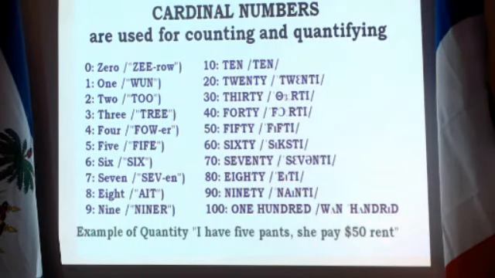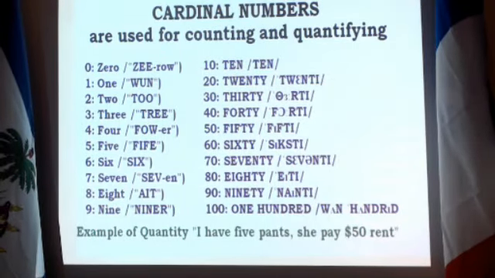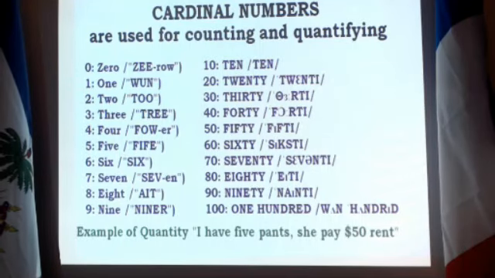Example of quantity. I had 5 pence. She paid $50 rent. Those are examples of quantity.